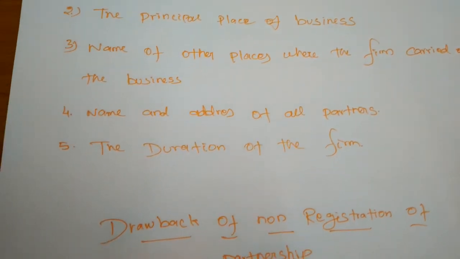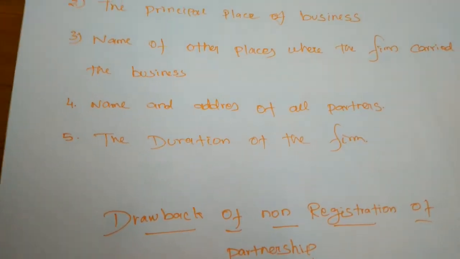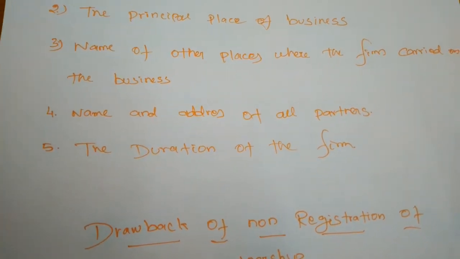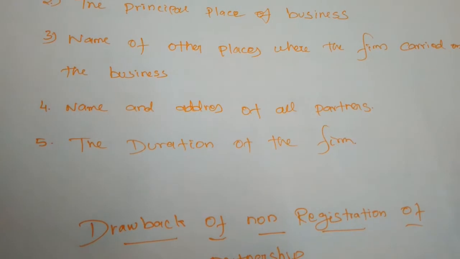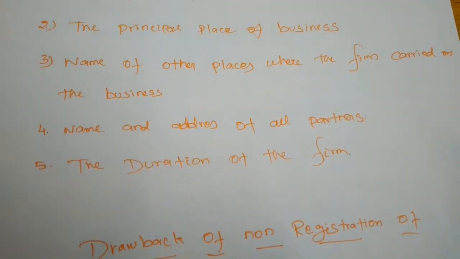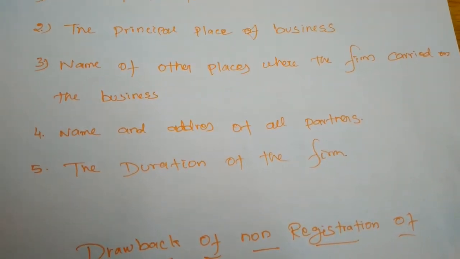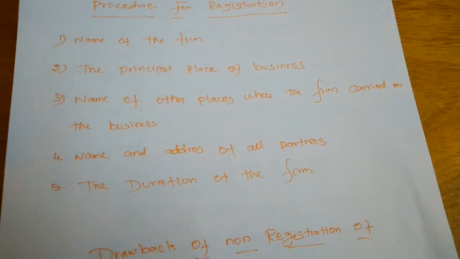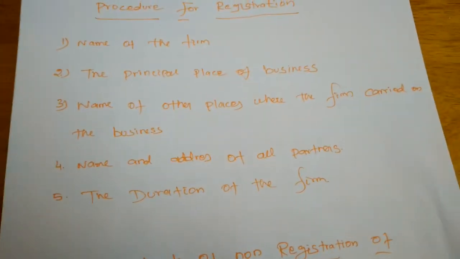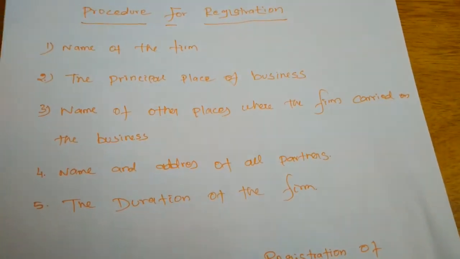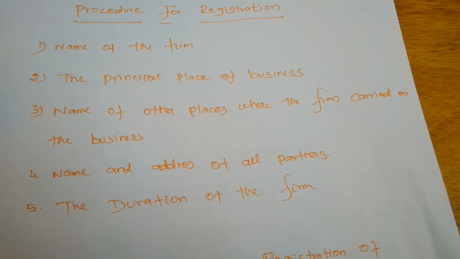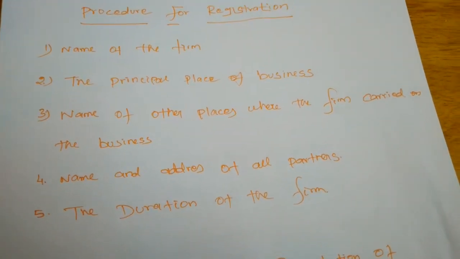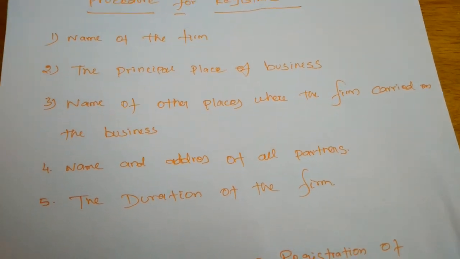Next, the duration of the firm. If a specified duration is mentioned in the agreement deed, then we have to mention the duration of the firm. Otherwise, it is not needed. So the duration of the firm also has to be mentioned if they specify the time. So these five categories must be included in the registration. This is the procedure for registering a business partnership organization.